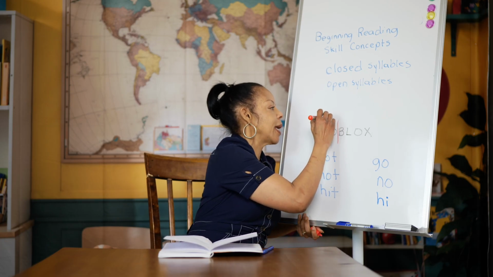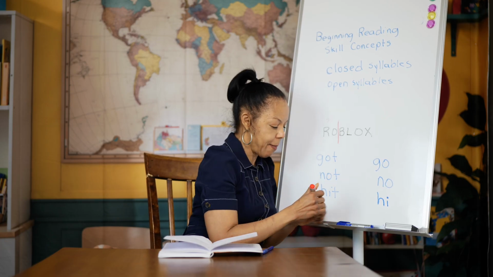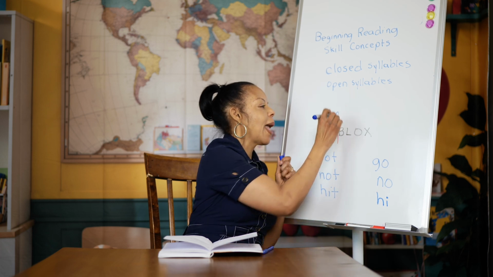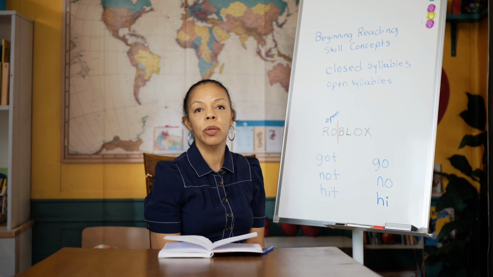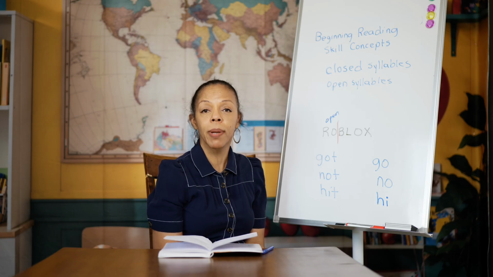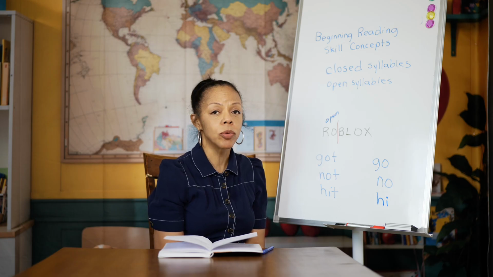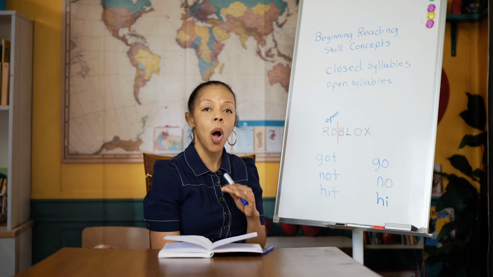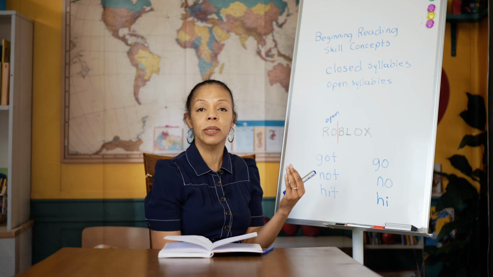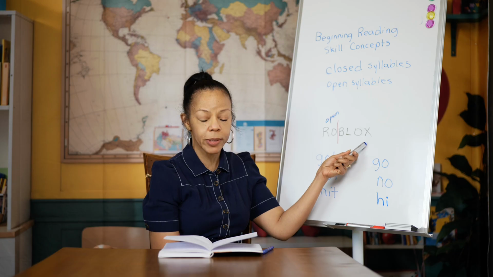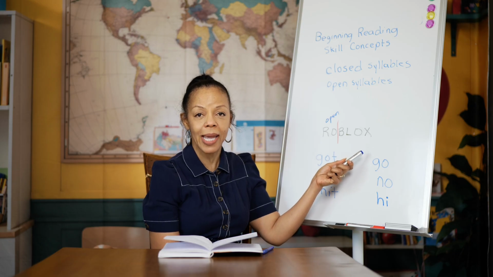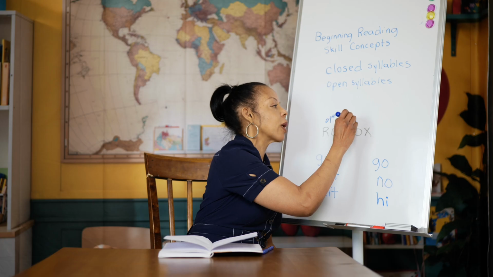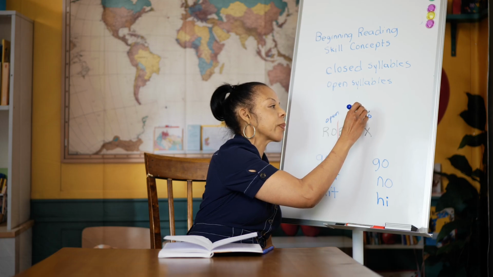So I'm going to label that first syllable, but my marker doesn't want to write, as an open syllable. And the second syllable in the word Roblox is blox, and that's a closed syllable. And the reason why the O is not going O in that syllable and is going ah is because the syllable ends in the consonant X. So this is an example of a closed syllable.